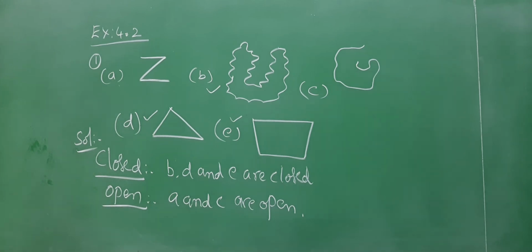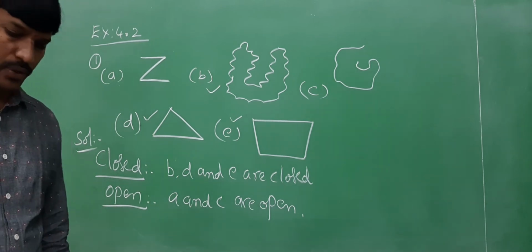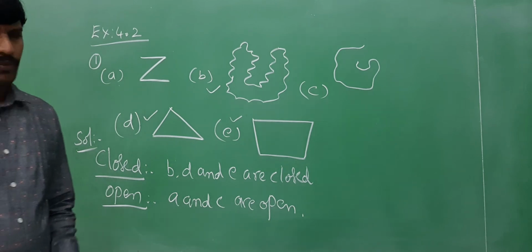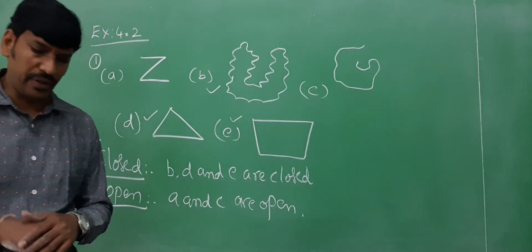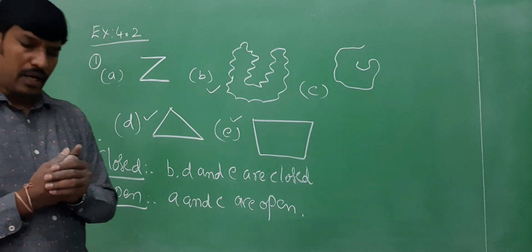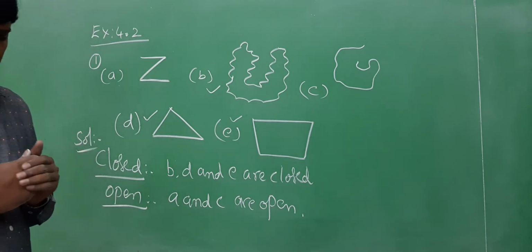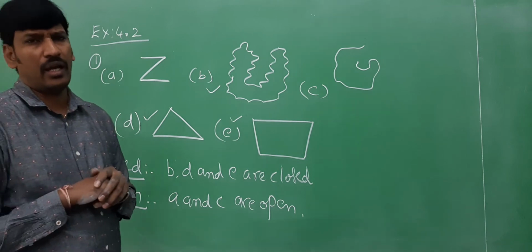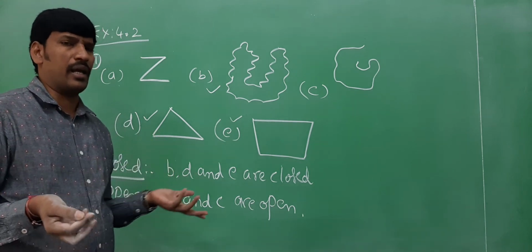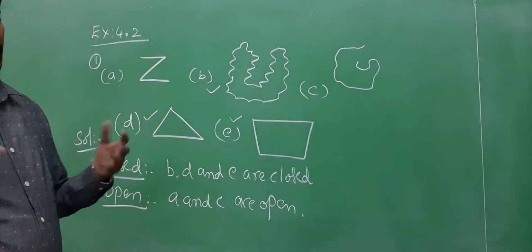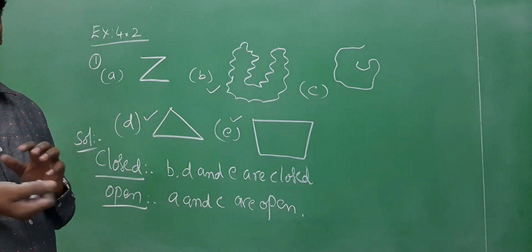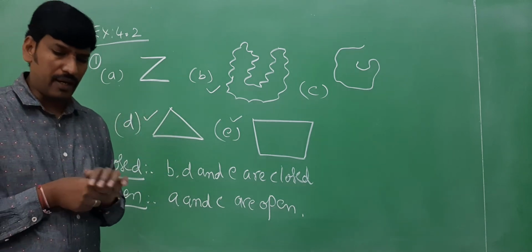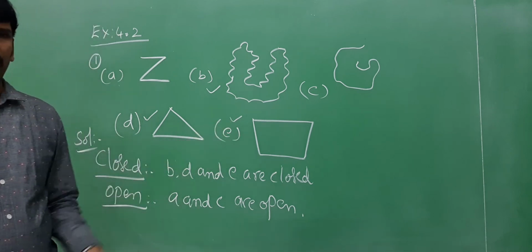Now question number 2. Draw rough diagram to illustrate the following: open curve and closed curve. You can finish it. Now question number 3. Draw any polygon and shade its interior. Any polygon. Draw a triangle or square or pentagon or hexagon. Different types of figures are there. Draw any polygon and shade its interior.